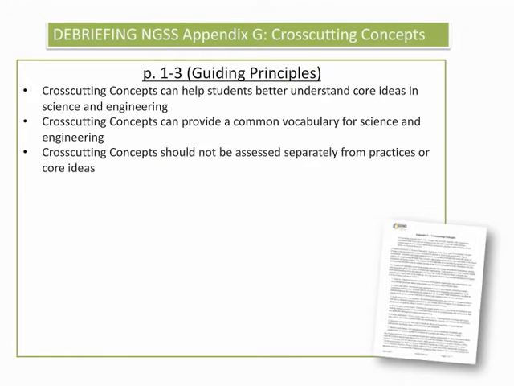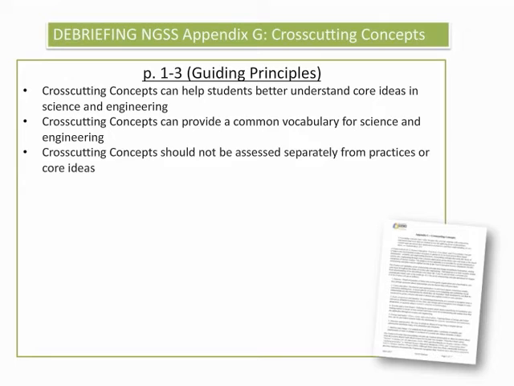And another one to highlight is this idea that the cross-cutting concepts should not be assessed separately from practices or core ideas. So in other words, you don't need to create a little mini unit on patterns or cause and effect. You would be using those cross-cutting concepts in the content or the disciplinary core ideas that you would already be teaching, right? You don't need to do a separate unit of instruction. In fact, that's exactly what the Next Generation Science Standards are trying to get away from, the separation of the practices and cross-cutting concepts. We want those 3 things to be integrated.